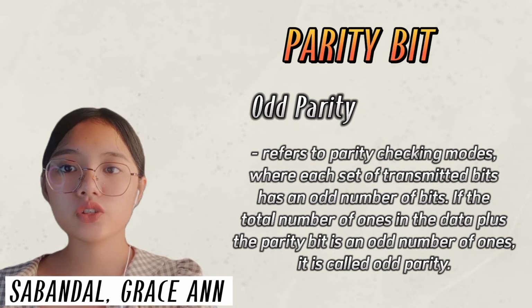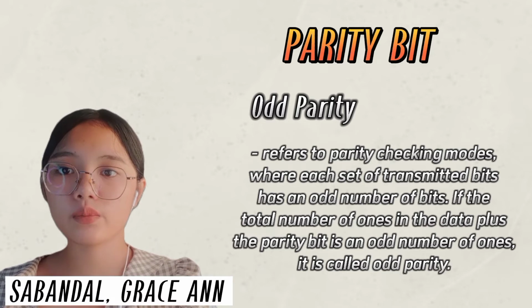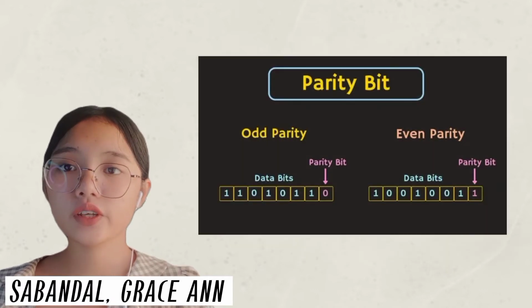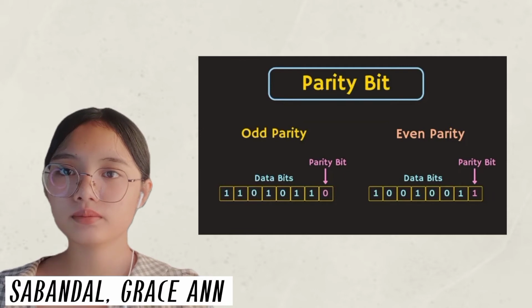It refers to the parity checking modes where each set of transmitted bits has an odd number of bits. If the total number of ones in the data plus the parity is an odd number of ones, it is called odd parity. And the figure is a representation.